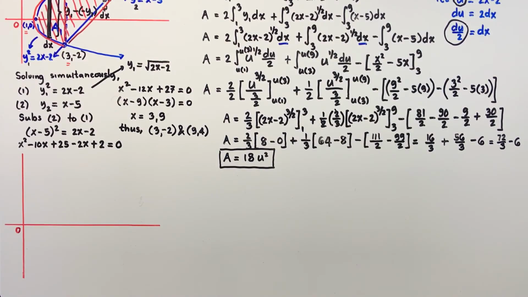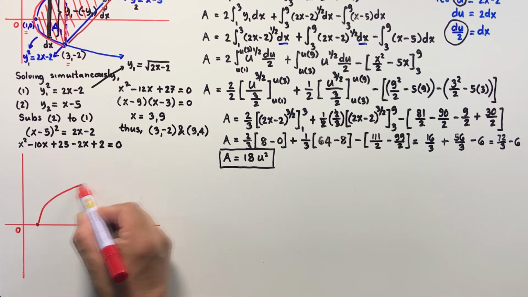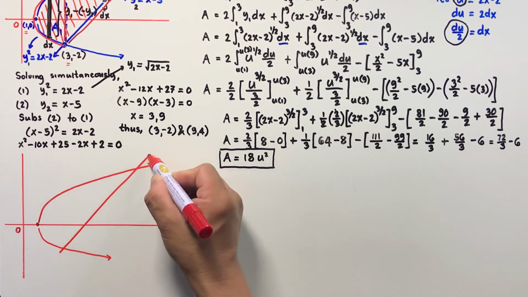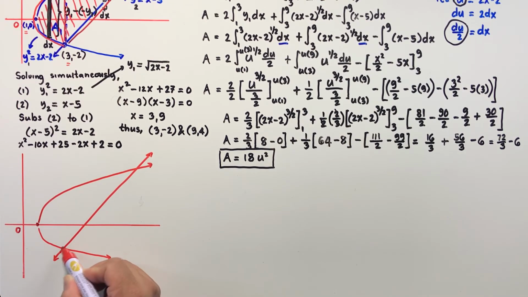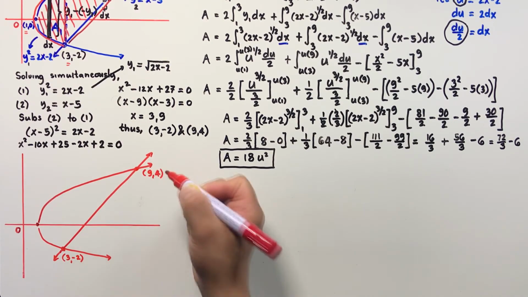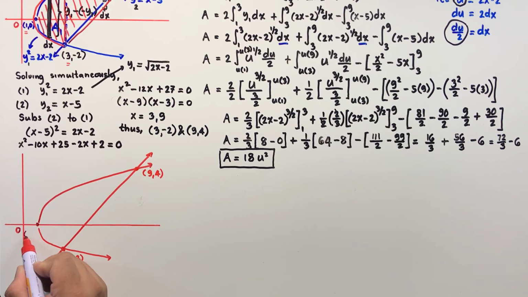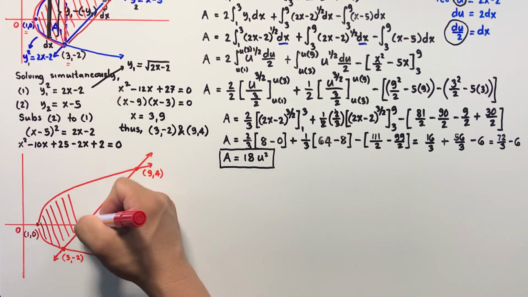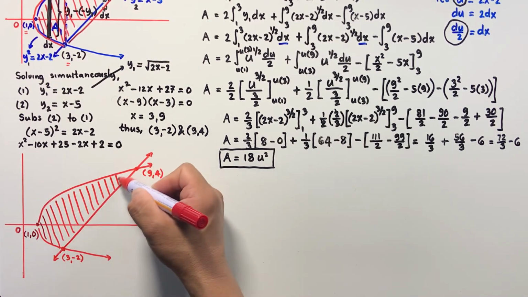Now, at this time, I'd like to solve the same problem using another method. So I will draw the parabola that is opening to the right here, that is intersected by this straight line at the points (3, -2) and this point (9, 4), with the vertex at the point (1, 0). Now take note that we want to find the area of this region.